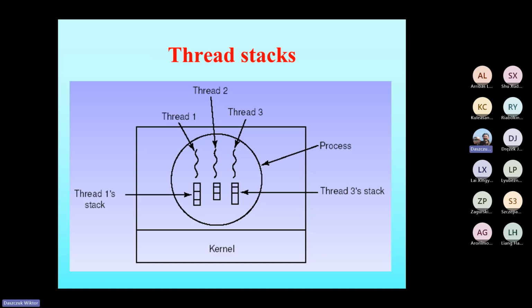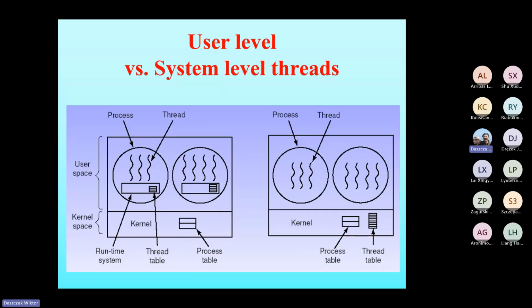This circle is a process. This is the kernel, not the microkernel. This is the operating system in the Unix nomenclature. So we can ask, what is this area? Nobody knows. Other processes are here, I don't know. And this is the difference between system-level threads and user-level threads.